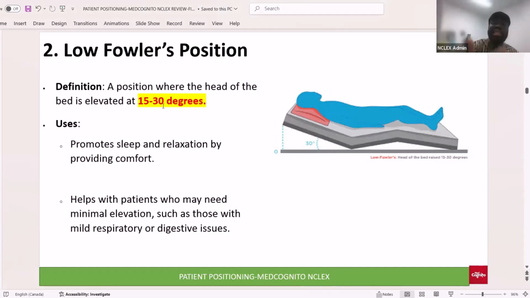Now, why do we use this position for clients? It promotes sleep and relaxation by providing comfort for the client. It helps patients who may need minimal elevation, such as those with mild respiratory or digestive issues. So the low Fowler is 15 to 30 degrees, and it promotes sleep and relaxation by providing comfort.